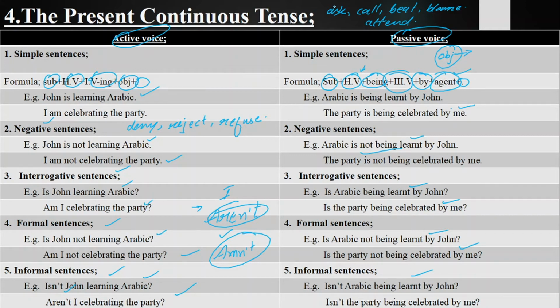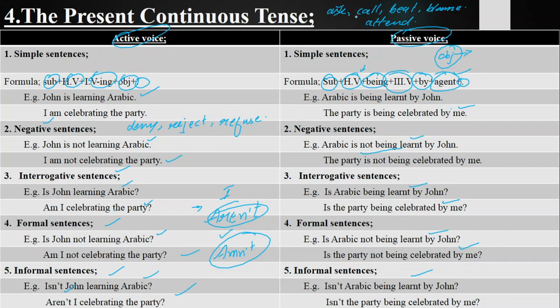I ask a question. Question is asked by me, question is not asked by me, is question asked by me, is question not asked by me, isn't question asked by me, question was asked by me, question was not asked by me, was question asked by me, was question not asked by me, wasn't question asked by me, question will be asked by me, question will not be asked by me, will question be asked by me, will question not be asked by me, won't question be asked by me, question is being asked by me, question is not being asked by me, is question being asked by me, is question not being asked by me, isn't question being asked by me. That is known as verb ask.